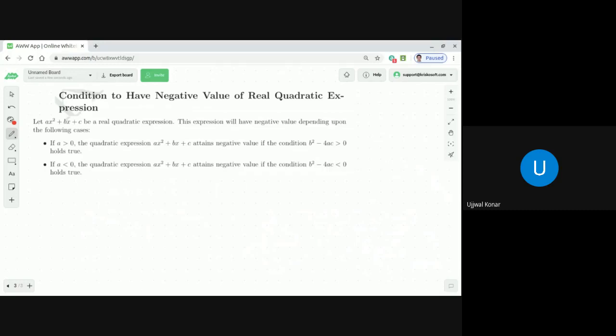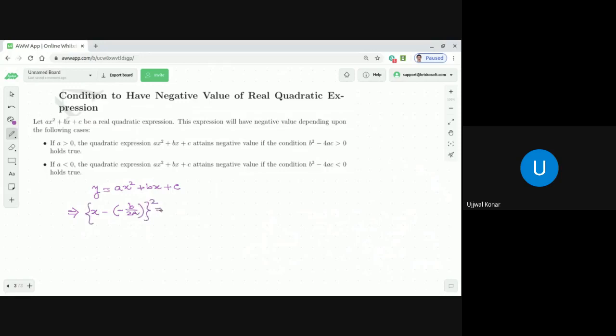Let us understand. Let me use a different color here. So what is the expression here? The value of the expression will be obtained by finding the value of y, where y is equal to ax square plus bx plus c. Now, as we just learned today, we can express this as x minus of minus b by 2a.